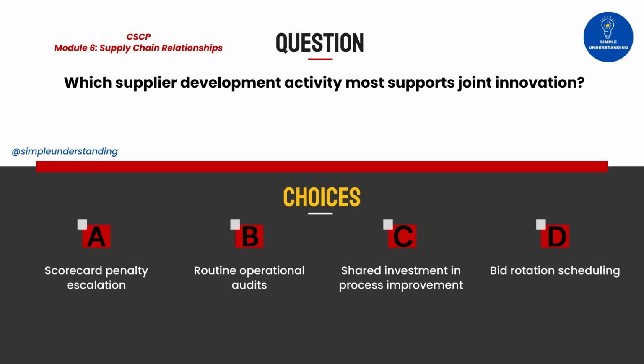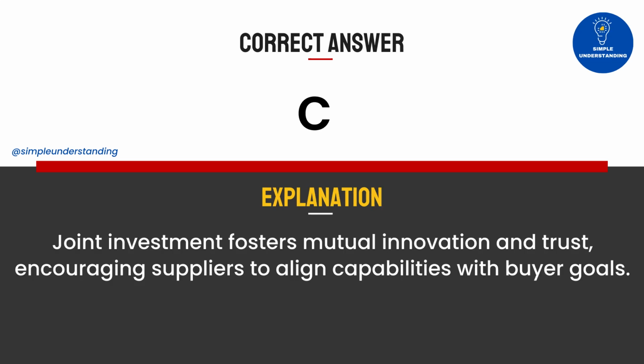7. Which supplier development activity most supports joint innovation? A. Scorecard penalty escalation. B. Routine operational audits. C. Shared investment in process improvement. D. Bid rotation scheduling. Correct answer: C. Explanation: Shared investments in innovation help align supplier development with buyer needs and foster long-term collaboration.